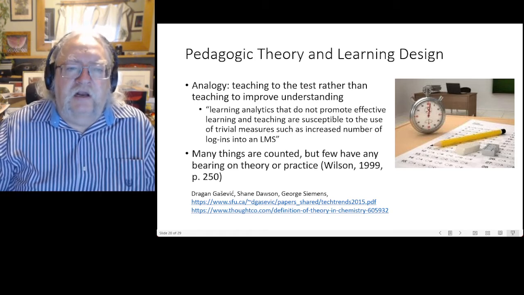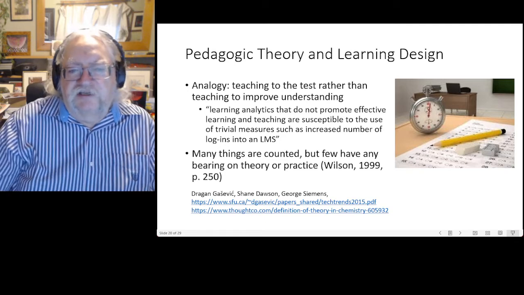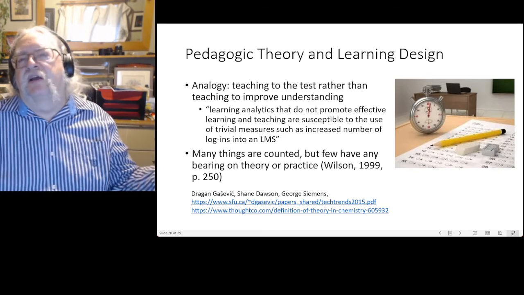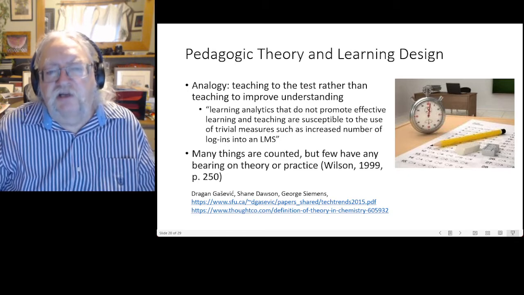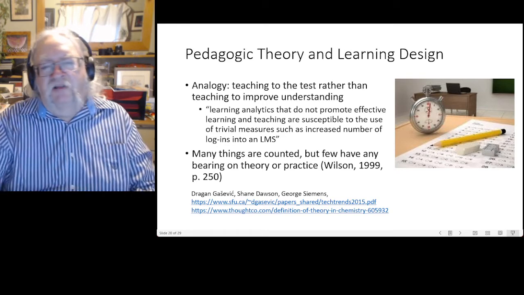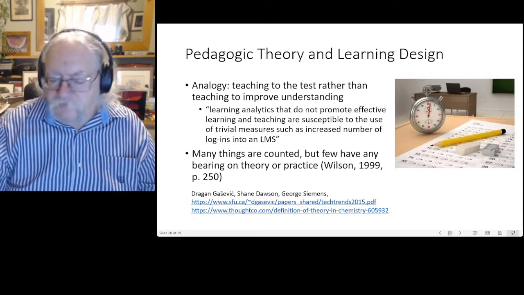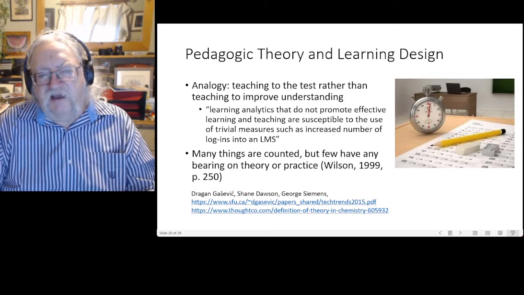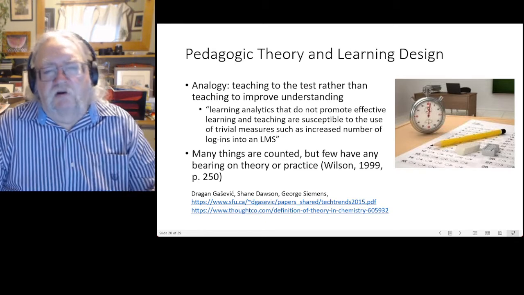And they say, and I quote, learning analytics that do not promote effective learning and teaching are susceptible to the use of trivial measures such as increased number of logins into an LMS. Or as Wilson says, and I'm paraphrasing here, many things are counted, but few have any bearing on theory or practice. So there needs to be a relation between what you're measuring and what your learning objectives are, whatever those may happen to be. So this is kind of like the logic model discussion we just had, but it's a little more specific. Now we're narrowing down on the specific objective of learning, learning outcomes, etc. And in this case, the logic model is at least to some degree replaced by the educational theory in question.